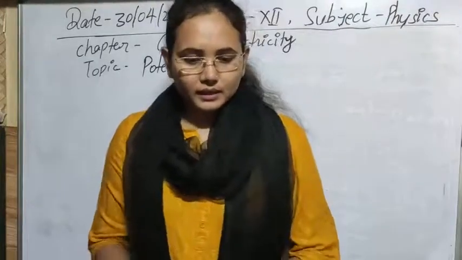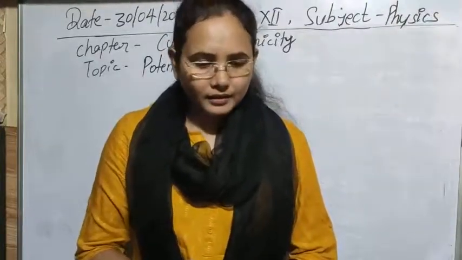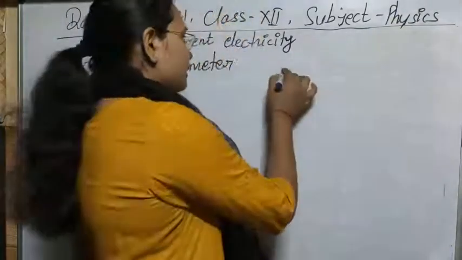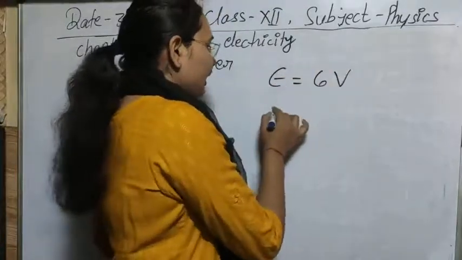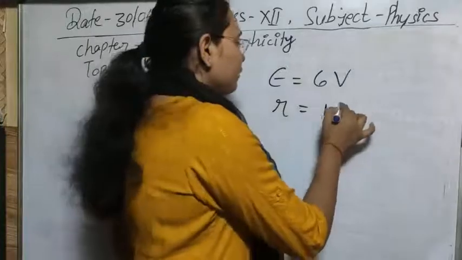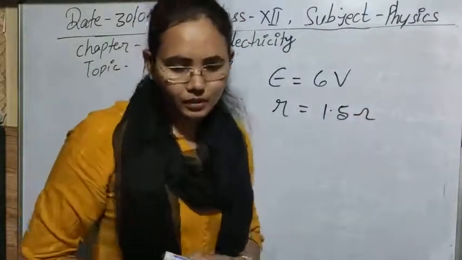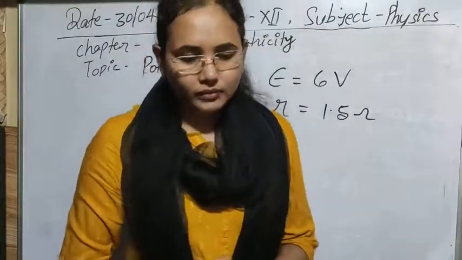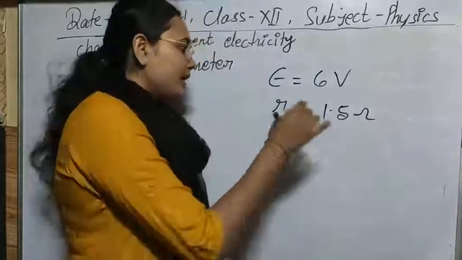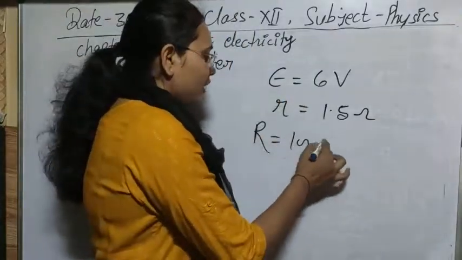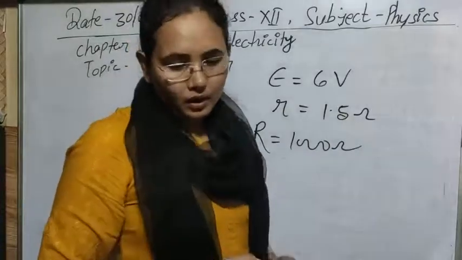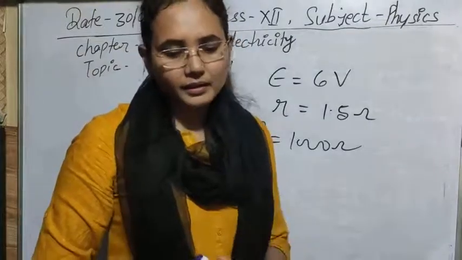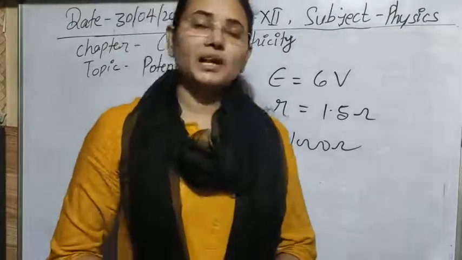So the next question is here: the EMF of the battery is 6 volt and its internal resistance is 1.5 ohm. So let's first write the data. EMF is given, this is 6 volt, and its internal resistance is given to be 1.5 ohm here. Next, its potential difference is measured by a voltmeter of resistance 1000 ohm. Means we are connecting a voltmeter that has a resistance of 1000 ohm. Now we have to find out the percent error in the reading of EMF shown by the voltmeter.